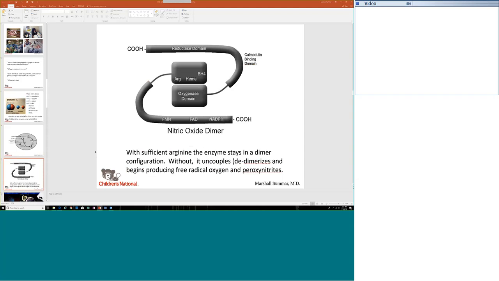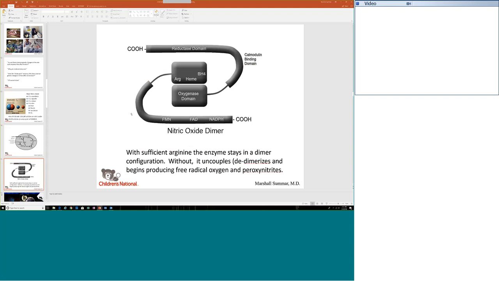So the nitric oxide synthases are a dimer. I've got you a nice little picture here. As long as arginine is in the pocket of this enzyme, it stays dimerized. However, when there's nothing in that pocket, it actually falls apart. And then, okay, big deal. So you don't make nitric oxide. How's that different from if you had another problem? Well, the problem is the enzyme actually doesn't completely shut off.